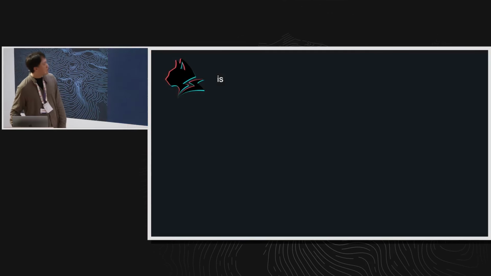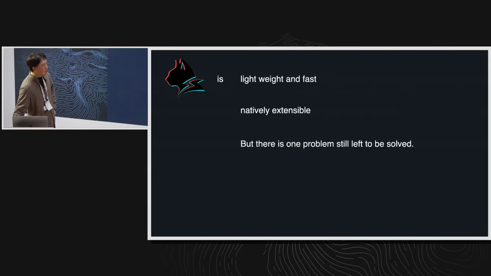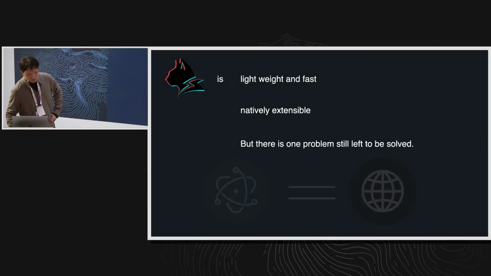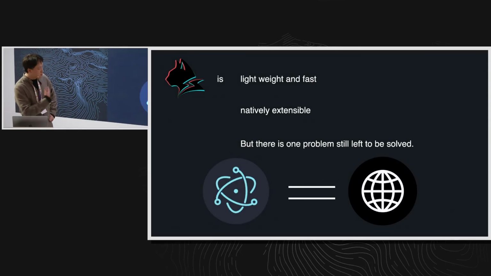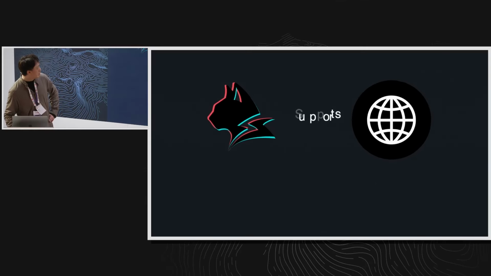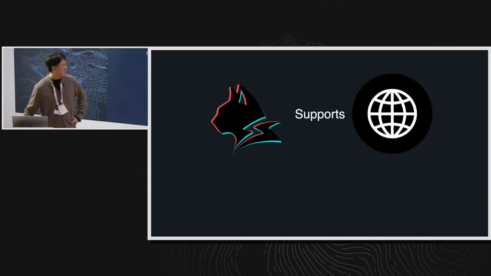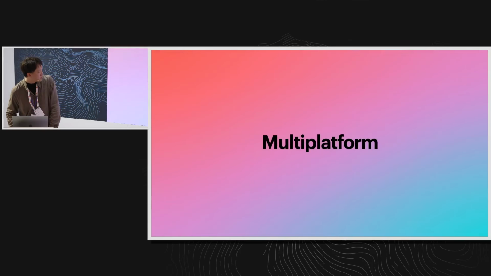So that would be the two things I have previously introduced. Lynx is lightweight and fast, and natively extensible. But we are still missing something. Electron is using Chromium as the renderer, so it can share code with the web version. So can Lynx solve this problem? Yes, because Lynx actually supports the web platform. So that would be the third thing I would introduce for Lynxtron: that it is multi-platform.